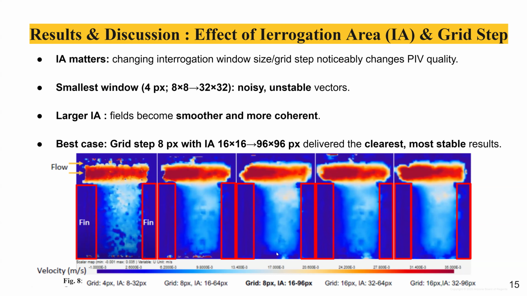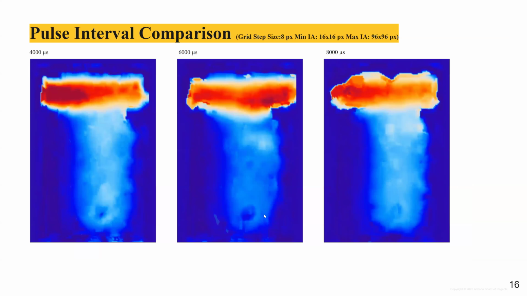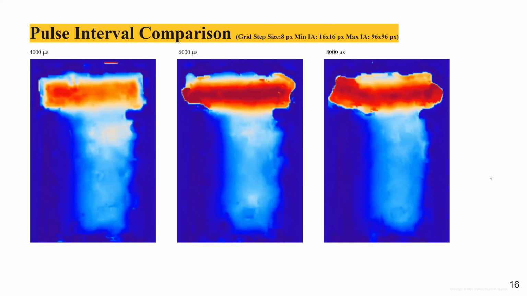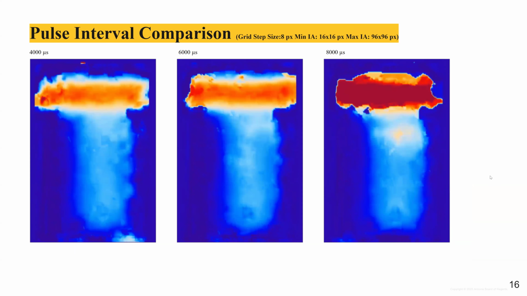So I think the best balance is grid step 8 pixels with interrogation area 16 to 96 pixels. It gives continuous vectors, a clean wake, and readable gradients near the wall. Now I hold interrogation area and grid step at the balance setting and change only time between pulses.